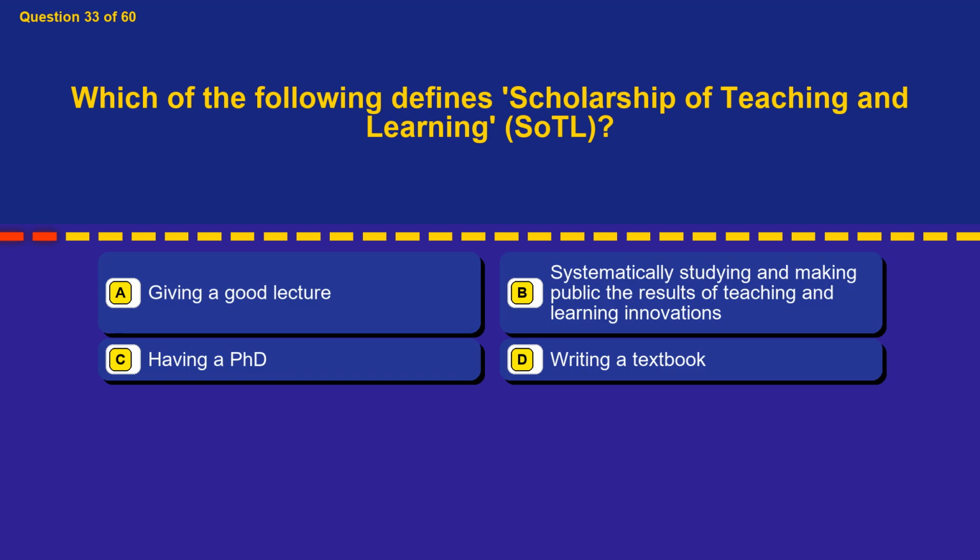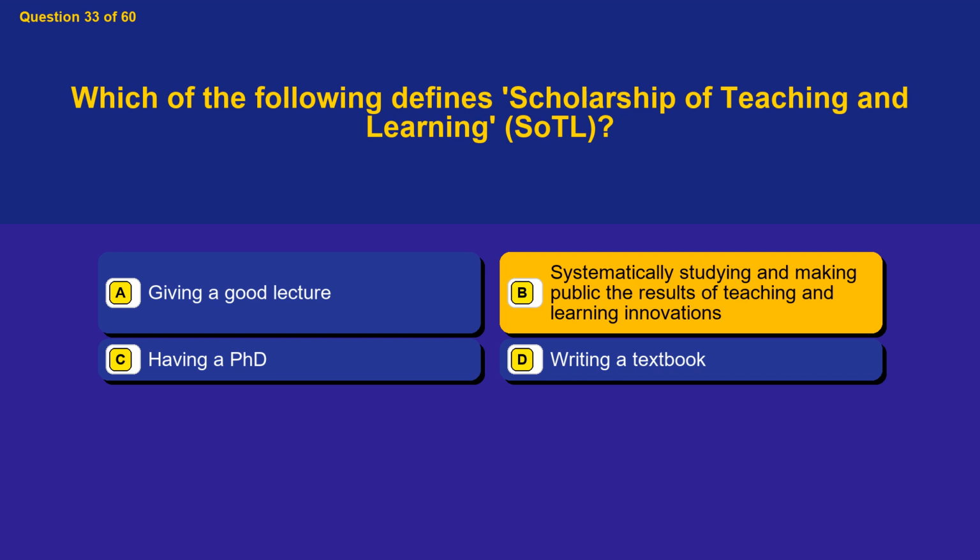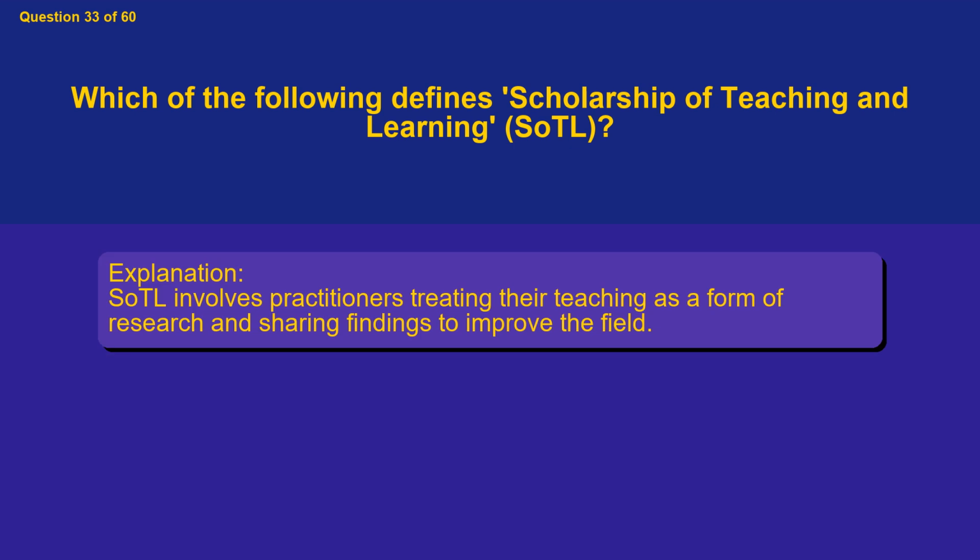Question 33. Which of the following defines scholarship of teaching and learning? SOTL. Option A, giving a good lecture. Option B, is systematically studying and making public the results of teaching and learning innovations. Option C, having a PhD. Option D, writing a textbook. The correct answer is option B, systematically studying and making public the results of teaching and learning innovations. SOTL involves practitioners treating their teaching as a form of research and sharing findings to improve the field.